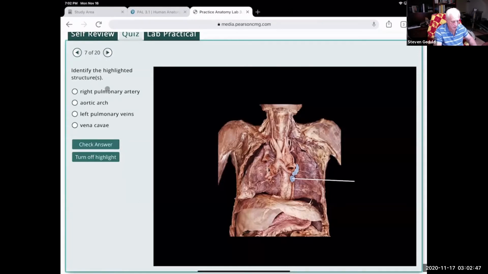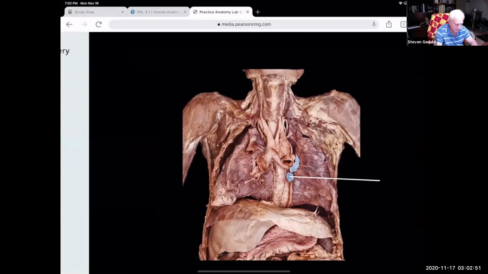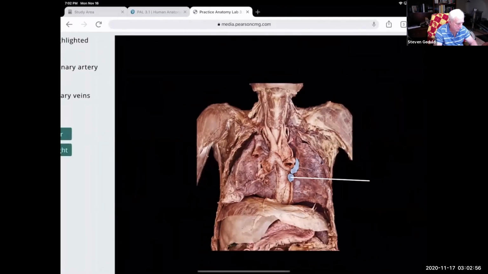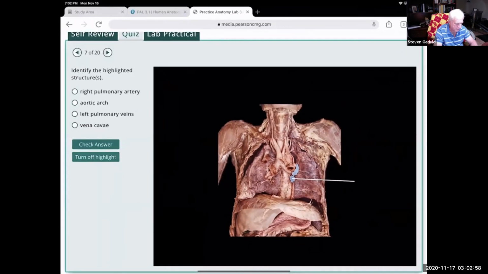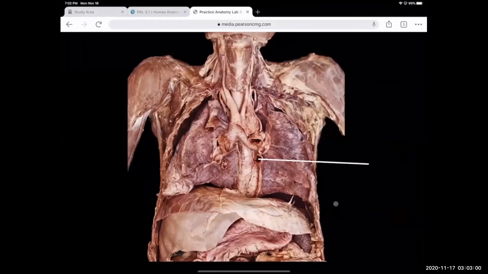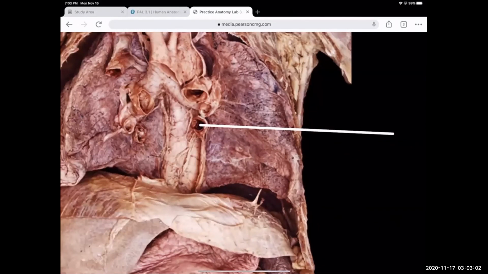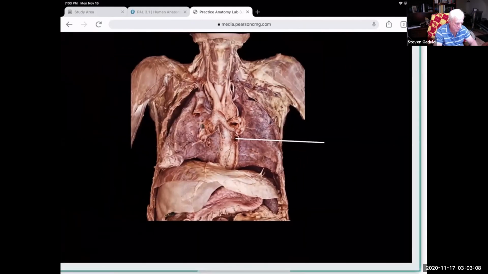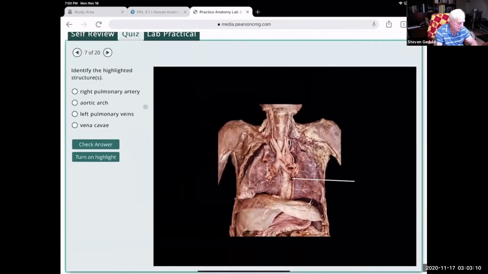Identify the highlighted structure. And again, let's blow this up so you can take a good look at it. That looks like what we talked about last time too. Turn off the highlights. Isn't that the vein again? The left pulmonary vein? Again, I would say that looks like a vein. Yep. So it would be the left pulmonary vein. Is that one of our choices? Yep. Perfect. Left pulmonary vein.